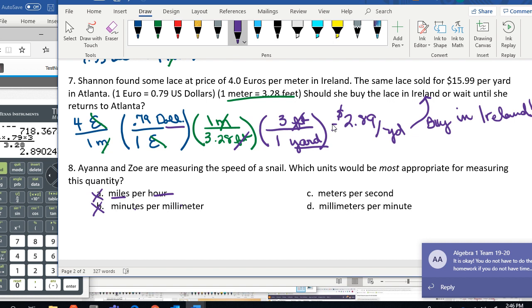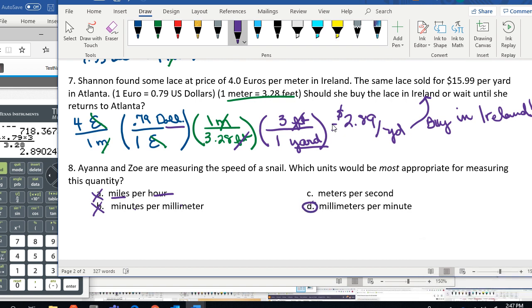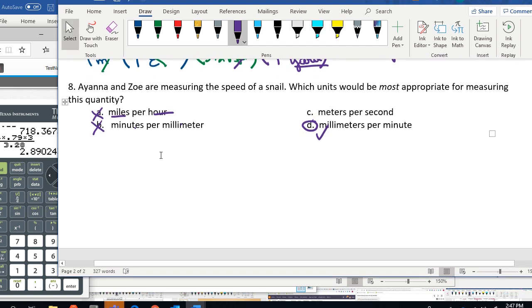Meters per second or millimeters per minute. A snail is really slow. I would say it's this. Meters per second, they would go a tiny fraction of a meter. So millimeters per minute would be the most appropriate one. Okay, and we're done.